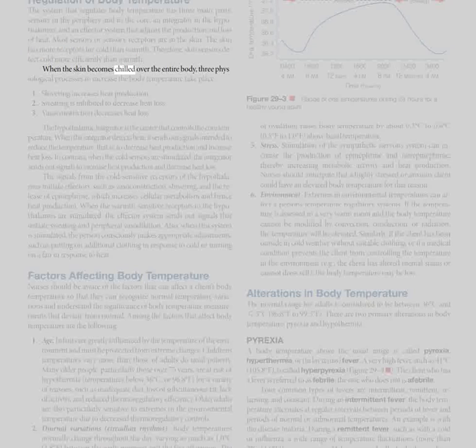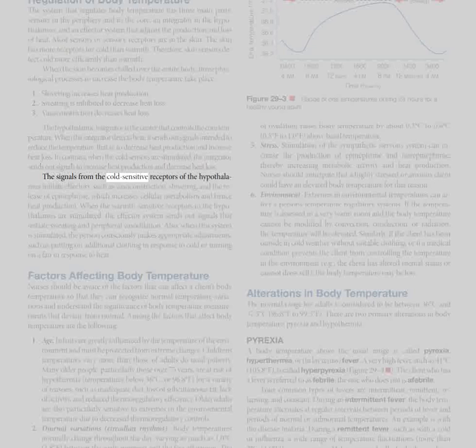When the skin becomes chilled over the entire body, three physiological processes to increase the body temperature take place. 1. Shivering increases heat production. 2. Sweating is inhibited to decrease heat loss. 3. Vasoconstriction decreases heat loss. The hypothalamic integrator is the center that controls the core temperature. When the integrator detects heat, it sends out signals intended to reduce the temperature, that is, to decrease heat production and increase heat loss. In contrast, when the cold sensors are stimulated, the integrator sends out signals to increase heat production and decrease heat loss.